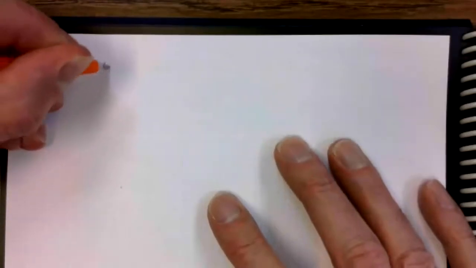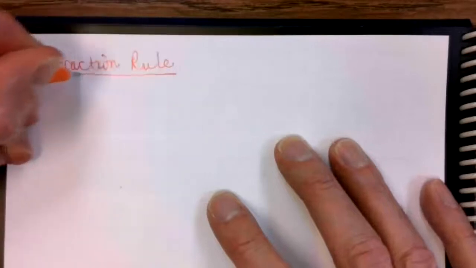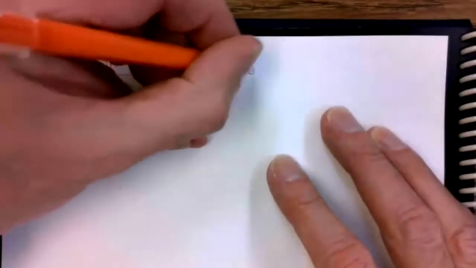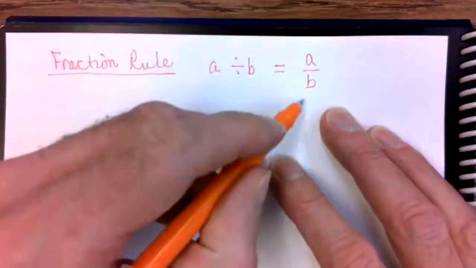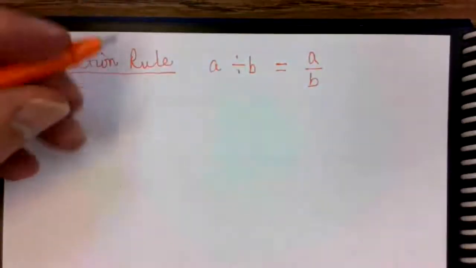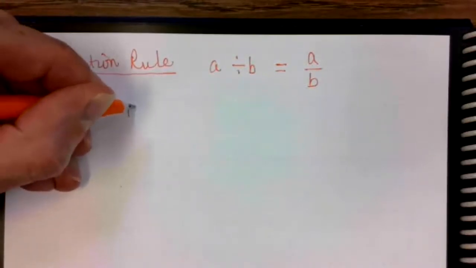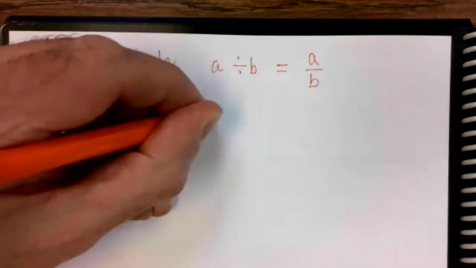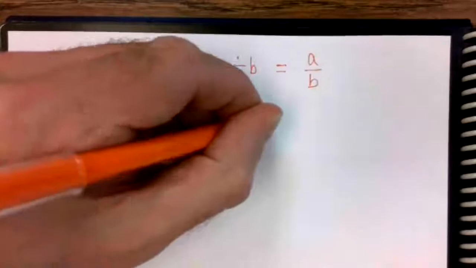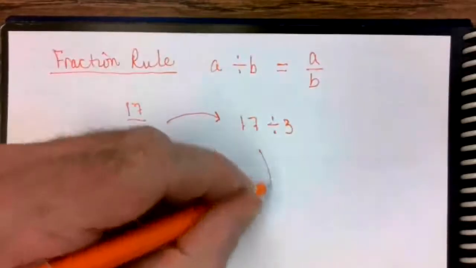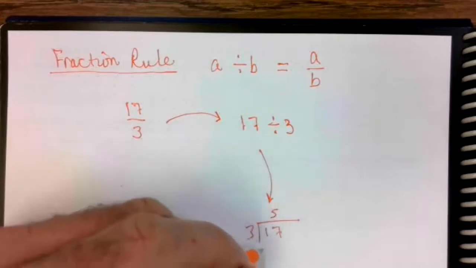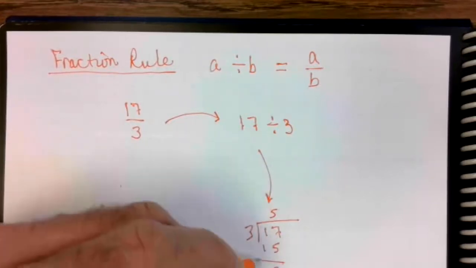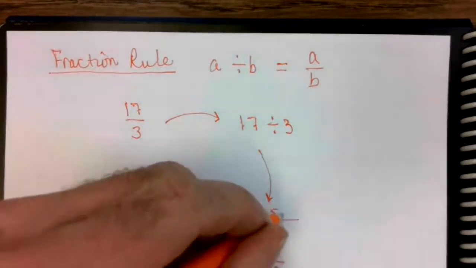Okay, so here's another fraction rule. A divided by B is equal to this fraction, A over B. So if I had something like 17/3, that's equivalent to 17 divided by 3, which is, of course, equivalent to this right here. Five, remainder 2, right?